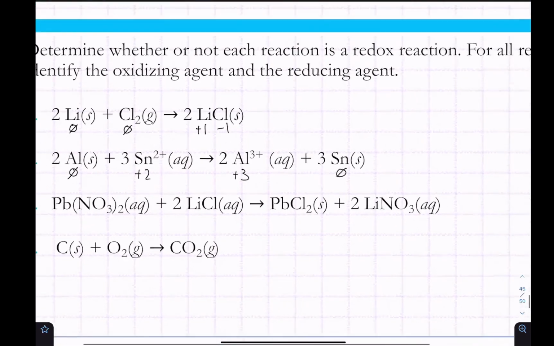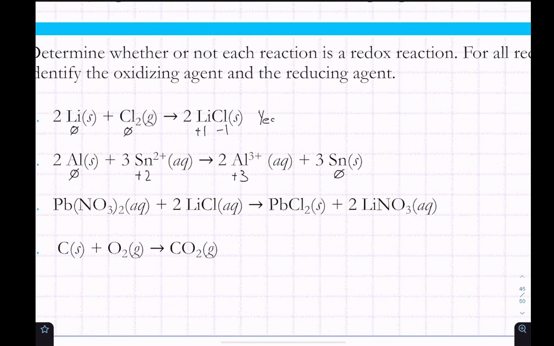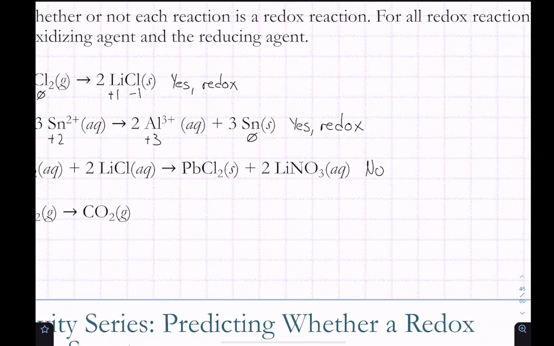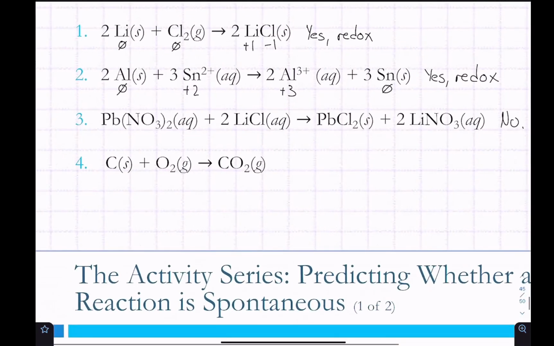I guess we should say redox, yes, redox, no. How about number 4?